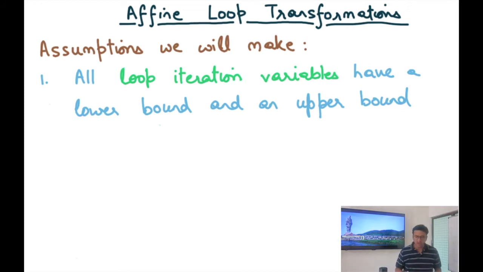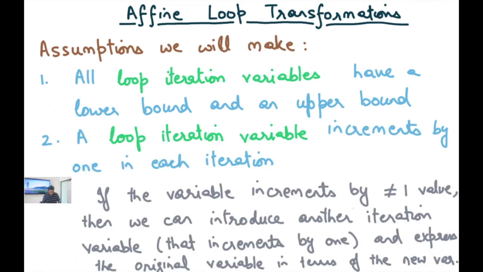The assumptions we'll make while we are in this polyhedral framework of reasoning, which basically define the scope of programs that we would be trying to optimize, are that all loop iteration variables have a lower and upper bound. So all loop iteration variables iterate from some lower bound to some upper bound, and we know what those bounds are. The other interesting assumption that we'll make is that a loop iteration variable increments by 1 in each iteration. So for example, it goes from 10 to 20 and increments by 1 in every iteration.